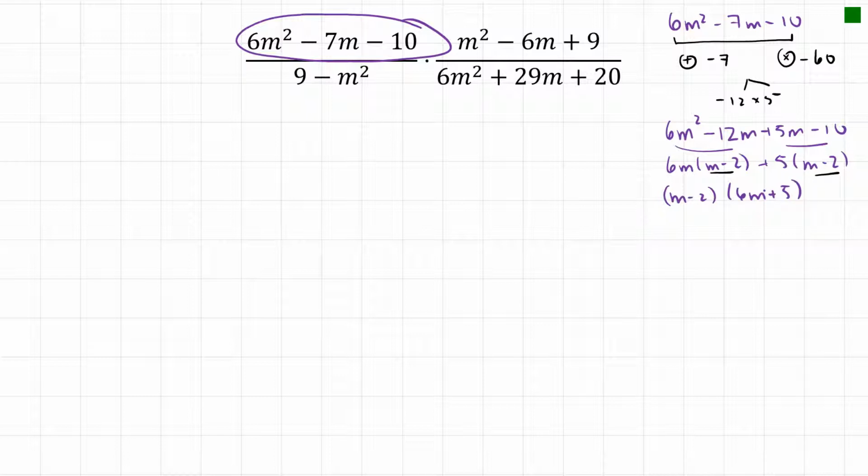Let's move on to the denominator here. That's a difference of squares, which is fairly straightforward to factor. It's 3 minus m times 3 plus m.